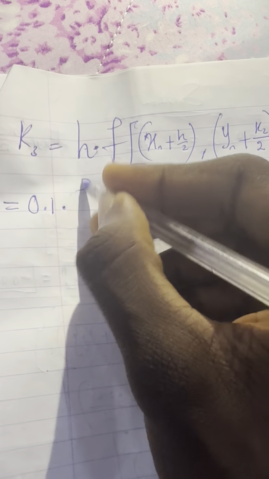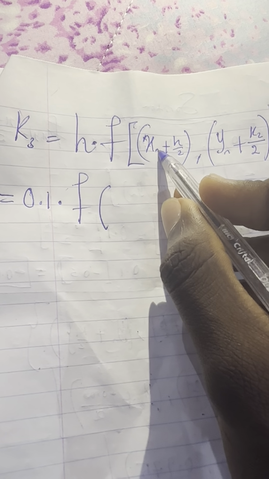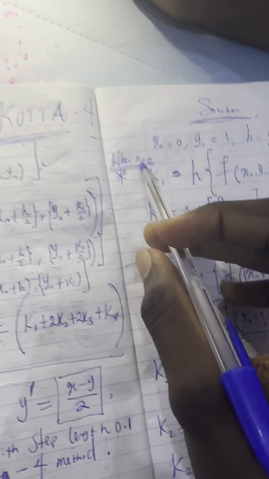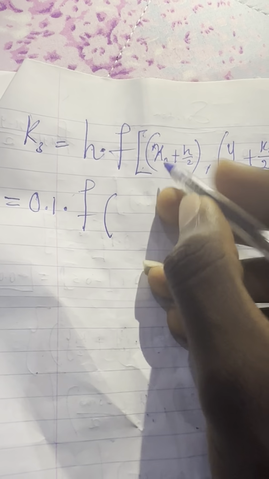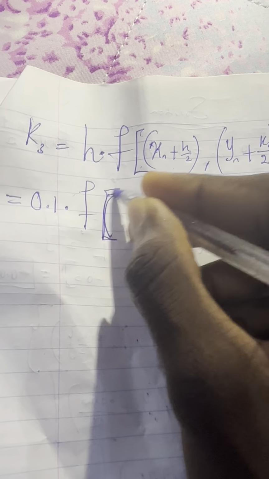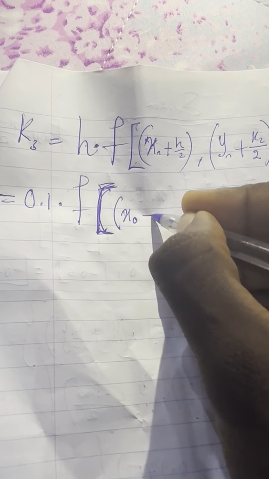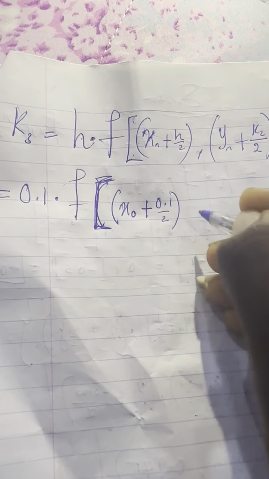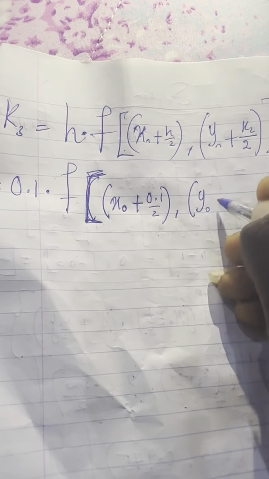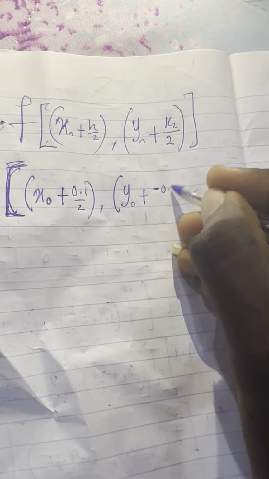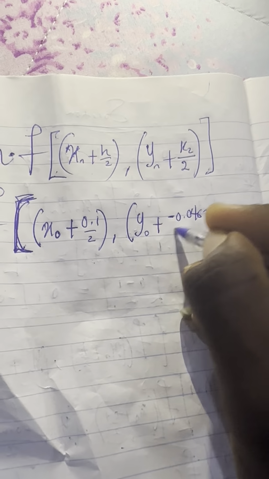My step length is 0.1, times f of what's my x? I'm still on that x naught. I'm still on n equals 0, the first iteration. So this one will now be what? I'm using this square bracket. Step length is 0.1 over 2, comma, my y naught plus what's my k2? See the k2 value here. Let's put it completely here: minus 0.04625 over 2.